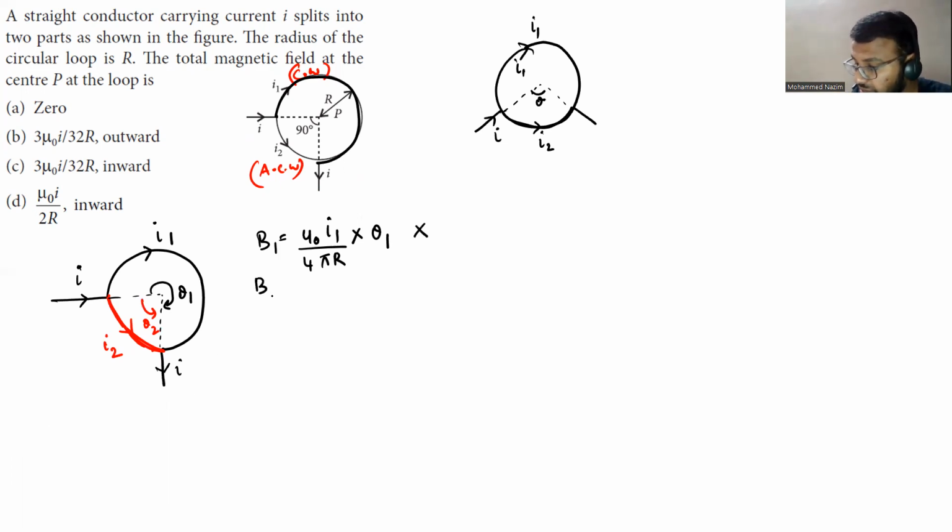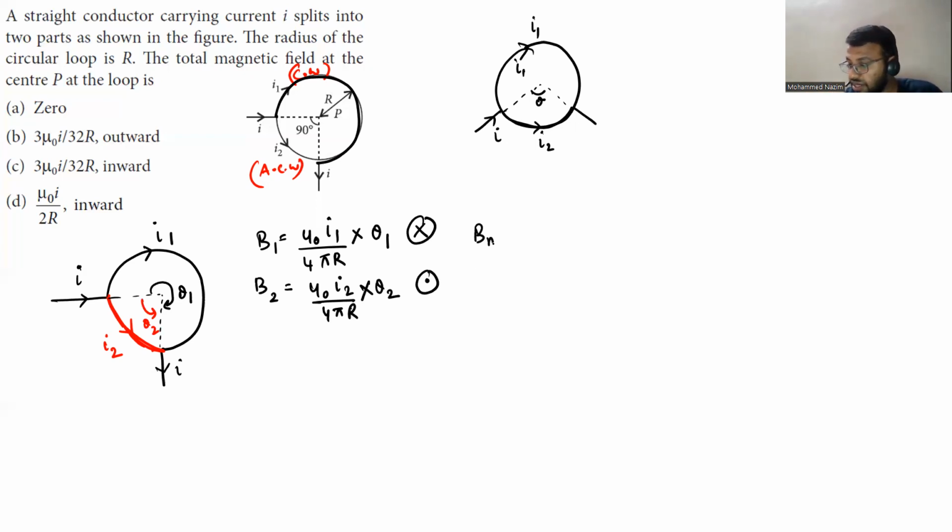Similarly, what will magnetic field B2 be? B2 will be equal to, again, it's an arc, so it is going to be mu naught I2 by 4 pi, same circle so same radius R, multiplied by the angle it is subtending, theta 2. And what is the direction? If you use the right hand rule, current is in anti-clockwise direction. So magnetic field is going to be outward. So it is a dot.